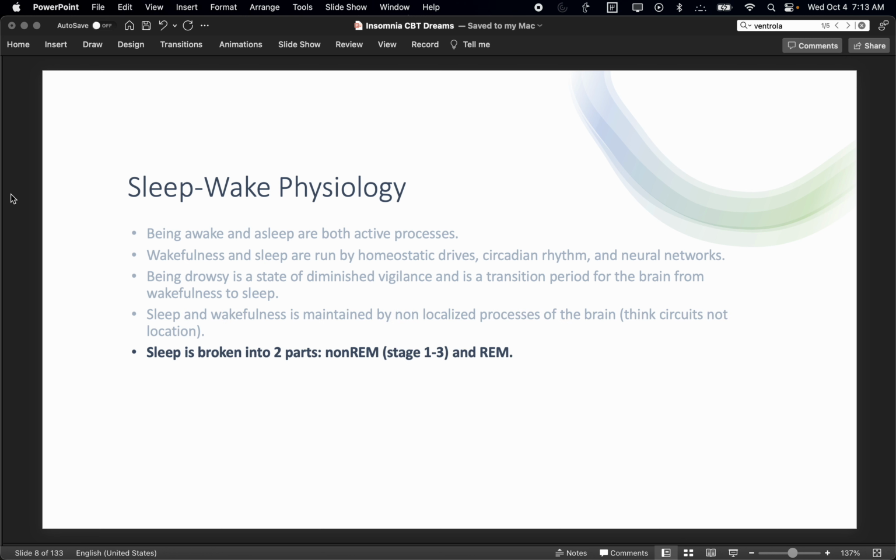Sleep is broken into two segments. We have the rapid eye movement and non-rapid eye movement sections, so non-REM and REM. Non-REM is broken into three stages: 1, 2, and 3.